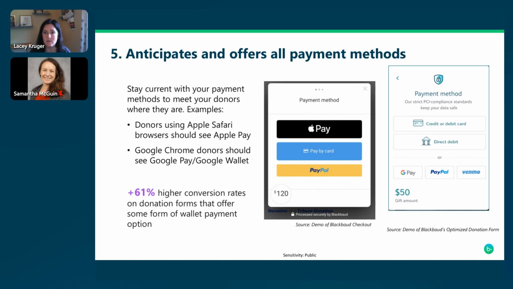Key number 5, the form should anticipate and offer all payment methods. So the payment landscape is changing constantly, and it's just really hard to keep up with all the ways people want to pay. But the ideal solution is to make sure that you meet your donors where they are and give them the ways to pay that they're most used to paying with. This is going to increase their security and their confidence to give with you, and also make giving faster for them if they're used to paying with a certain wallet. So donors that are using Apple devices should see Apple Pay. Donors that are using Google should see a Google wallet.